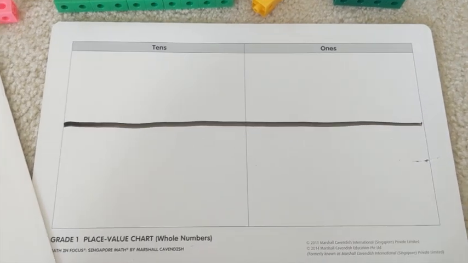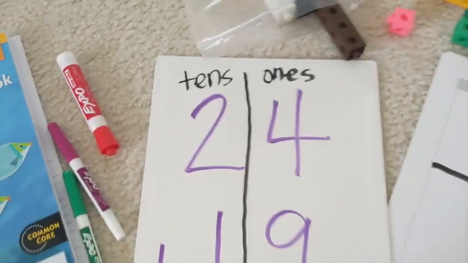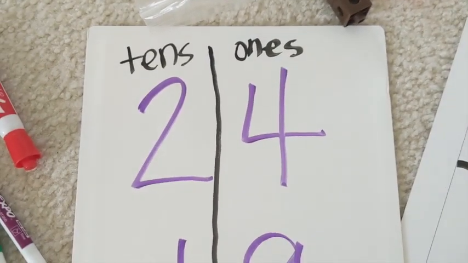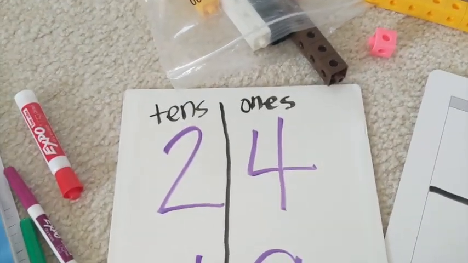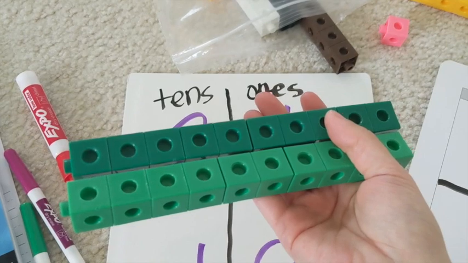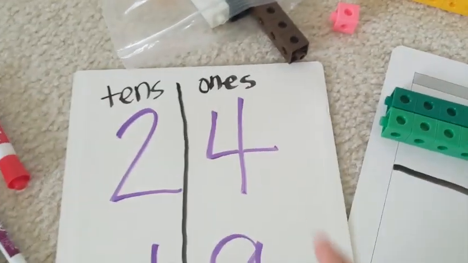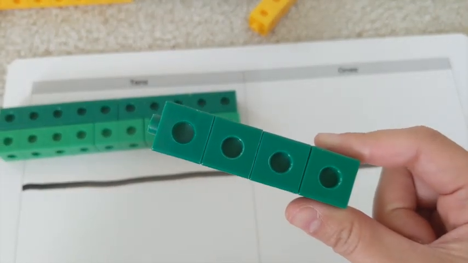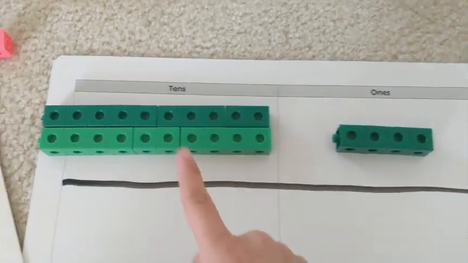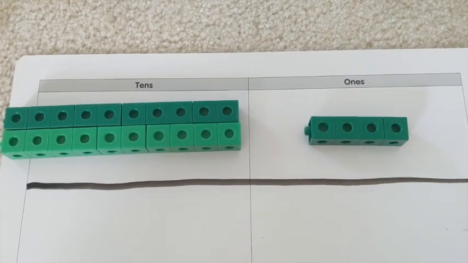All right, take a look at this for example. Here's the place value chart. 24 looks like this. 2 ten rods, which is 20. I'm going to put that in my tens place. And 4 ones. Here are 4 ones that I'm going to place in my ones place. This picture right here shows 24, 2 tens, and 4 ones.